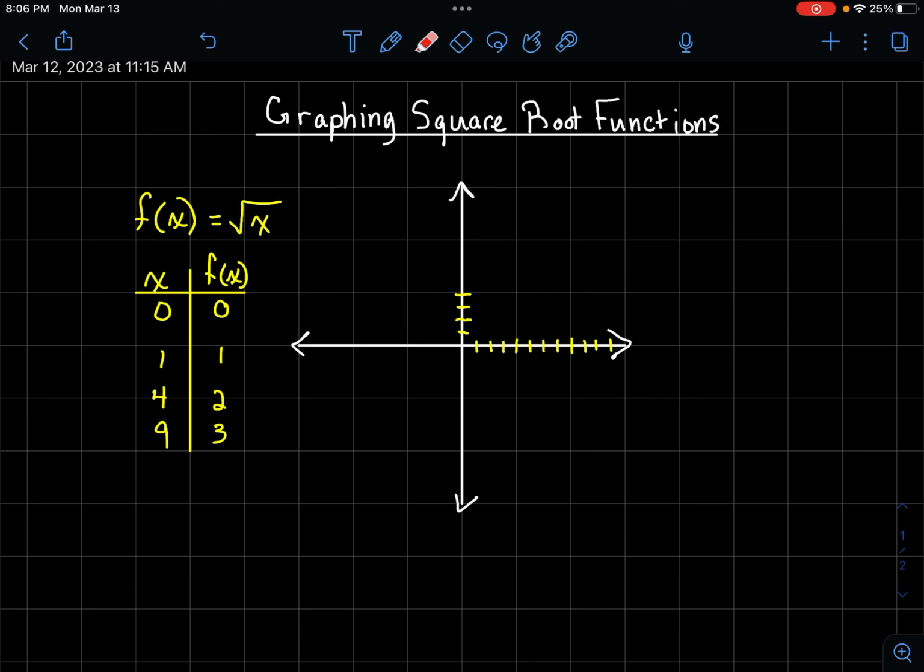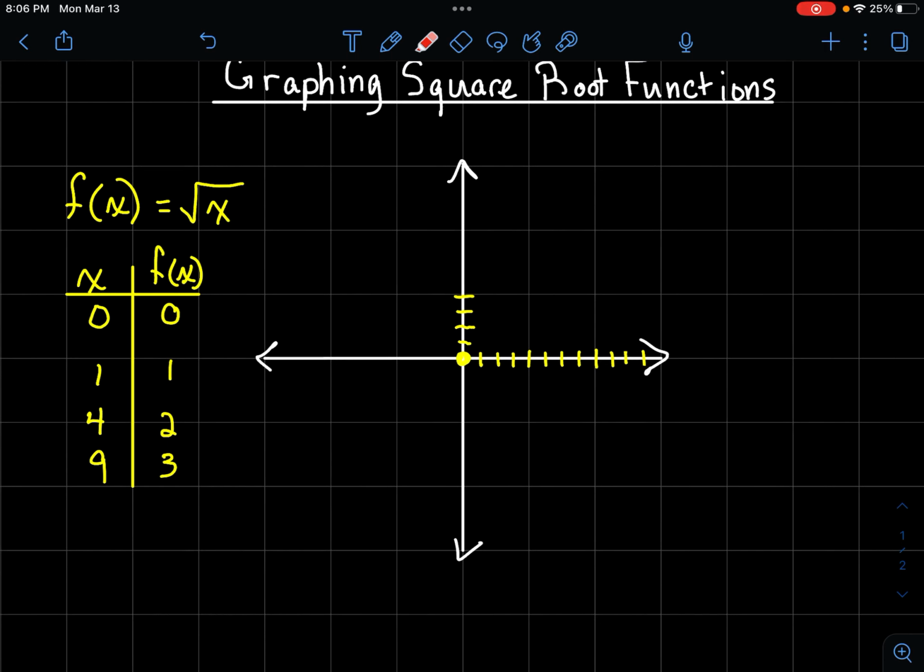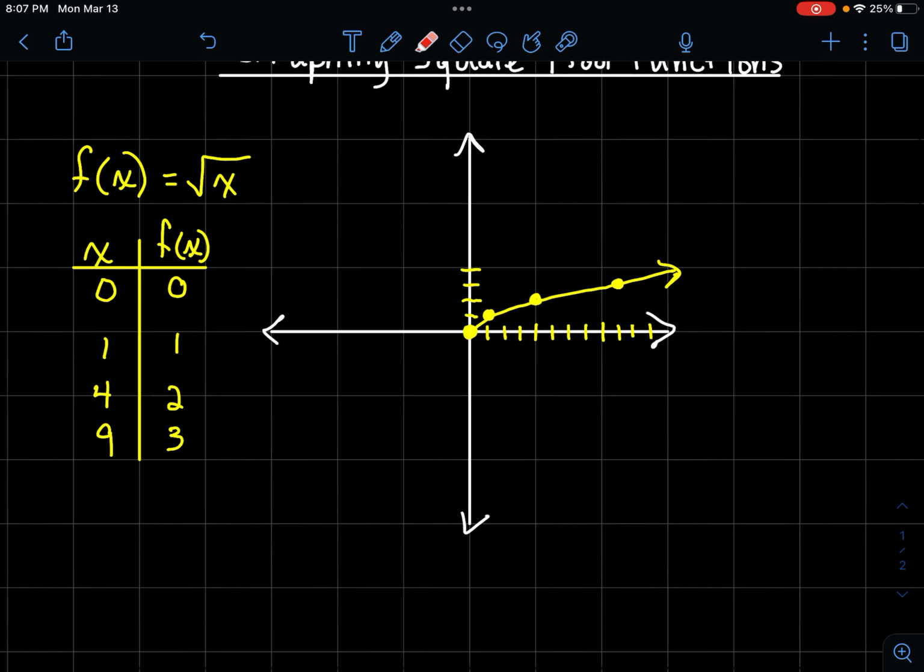So we go over to our graph, and we can plot a point at (0, 0). Next one at (1, 1). At (4, 2). And the last one here, we're going to do (9, 3). What's special about this graph is that this is not a two-way arrow. It starts at (0, 0). The dots that we were plotting were working in the direction to the right, so we can draw a one-way arrow going to the right.